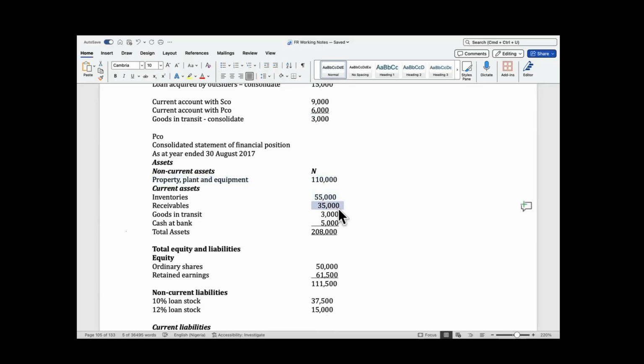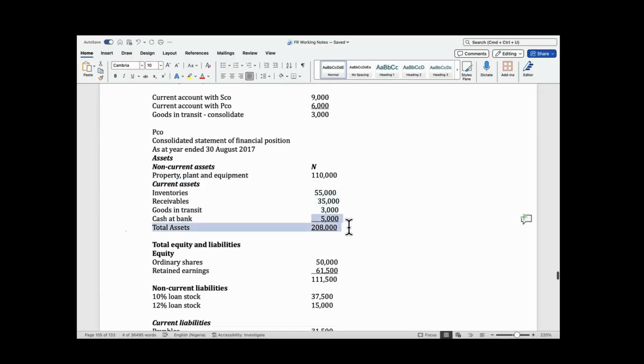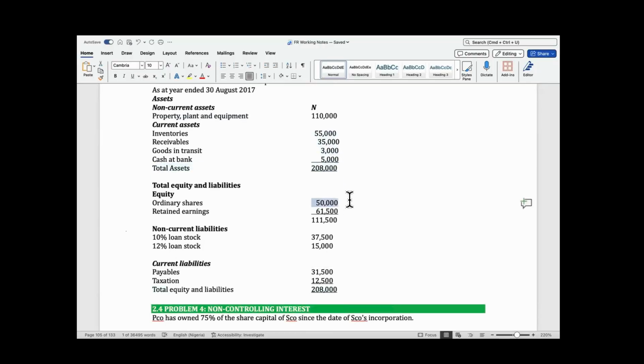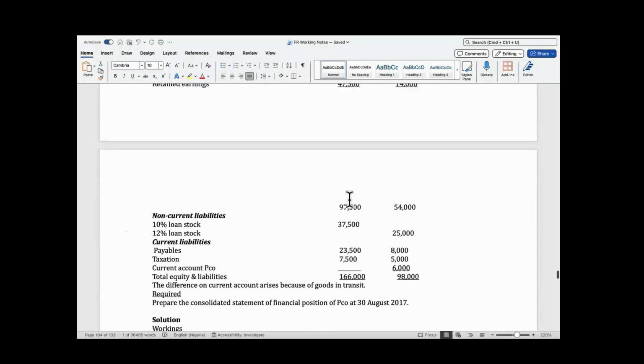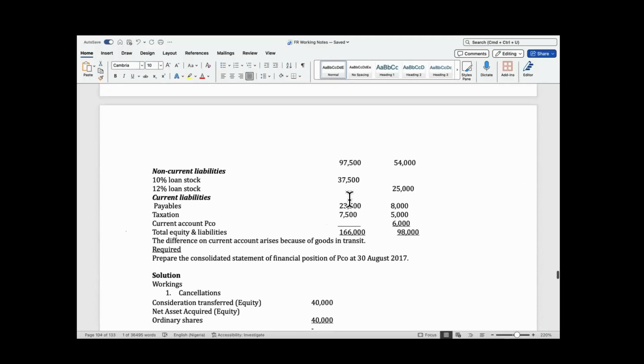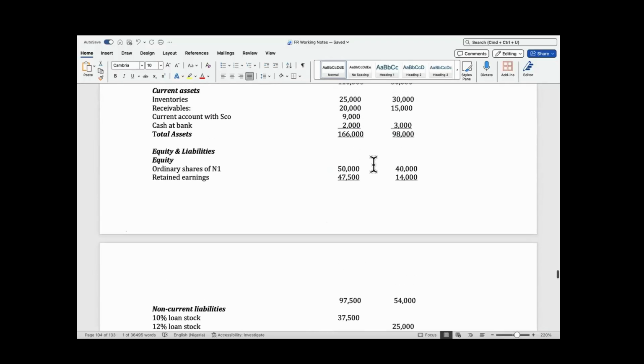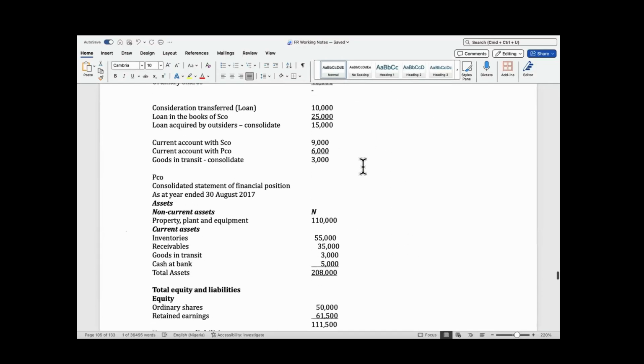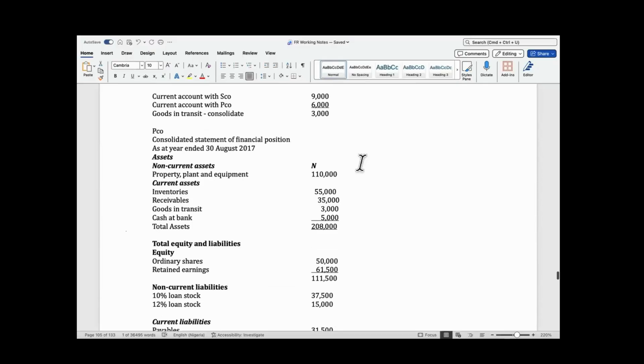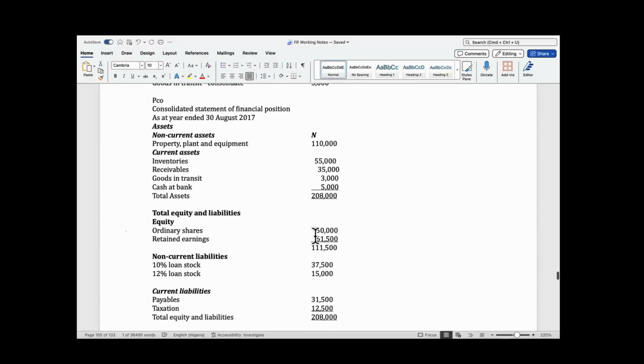Inventories, receivables, goods in transit that I'm introducing, cash at bank, ordinary shares. Because these are ordinary shares, I've canceled out this 40,000. So this is the parent ordinary shares, and that is what I consolidate.